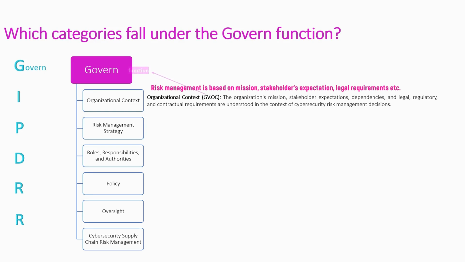Also, you will find a code after each category and subcategory. The first two characters represent the function. So GV stands for Govern. The next two characters represent the category. OC here represents organizational context.